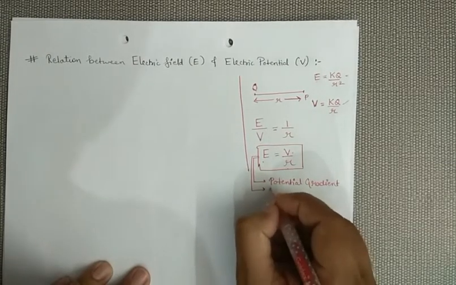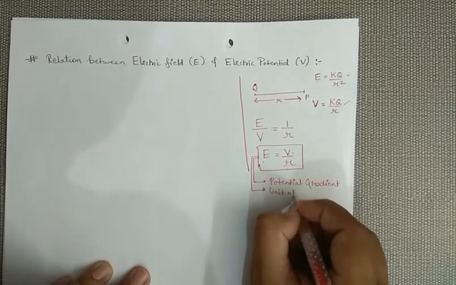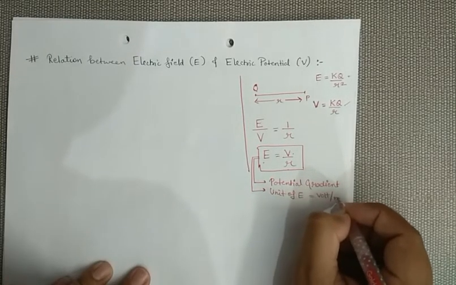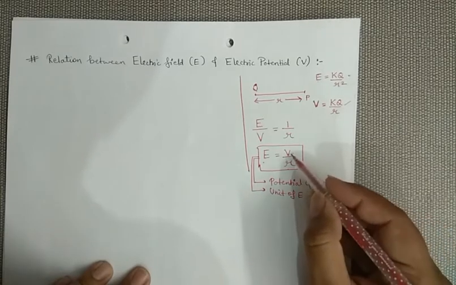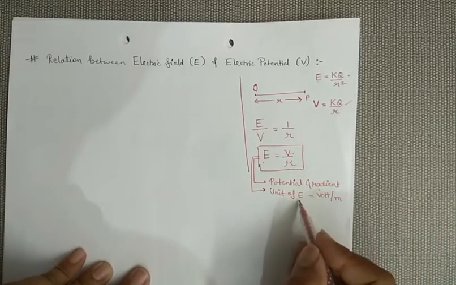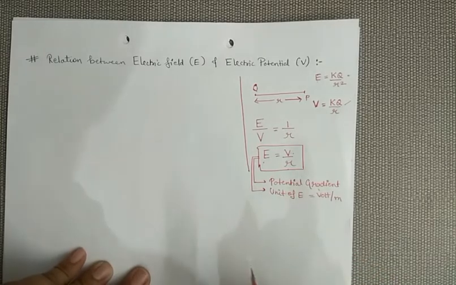From here we can say the unit of this electric field is volt per meter. Volt is the unit of potential and meter is the unit of distance. So volt per meter is also the unit of electric field. So electric field has two units.